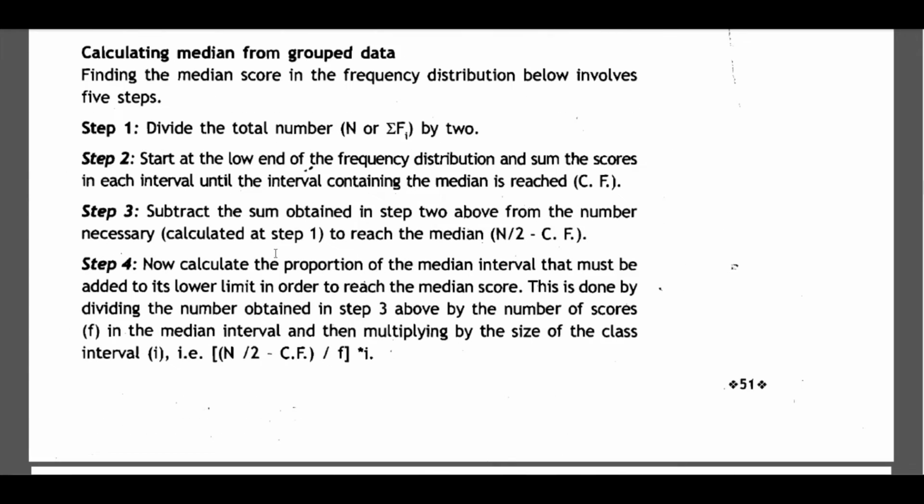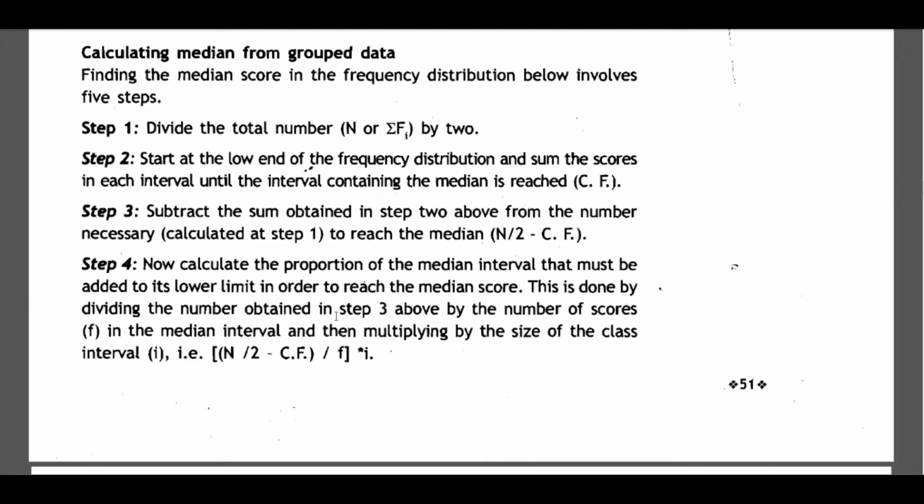Calculating the median from grouped data. Finding the median score in the frequency distribution below involves 5 steps. Step 1: divide the total number n by 2. Step 2: starting at the low end of the frequency distribution, sum the scores in each interval until the interval containing the median is reached. Step 3: subtract the sum obtained in step 2 from the number calculated in step 1 needed to reach the median. Now calculate the proportion of the median interval that must be added to its lower limit in order to reach the median score.